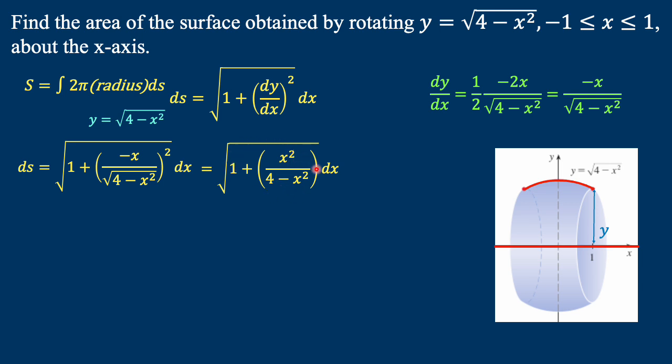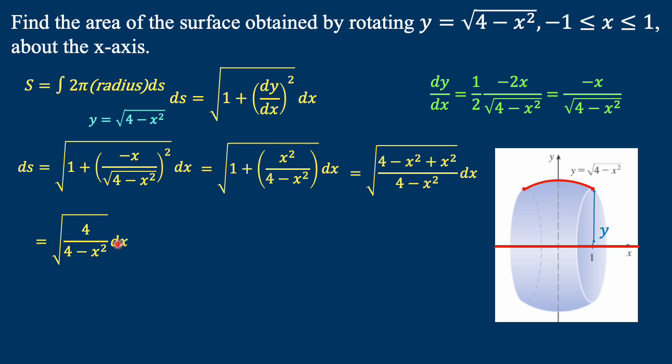I want to simplify inside the square root. With the same denominator, 4 minus x squared, the numerator is 4 minus x squared plus x squared. The x squared cancels out. The square root of 4 is 2, and the bottom is the square root of 4 minus x squared. So the square root of 4 over 4 minus x squared, separating the square root, gives 2 over the square root of 4 minus x squared, dx. Now that we have ds, plug it in here. The radius is y equals the square root of 4 minus x squared. Now what do we have, guys?